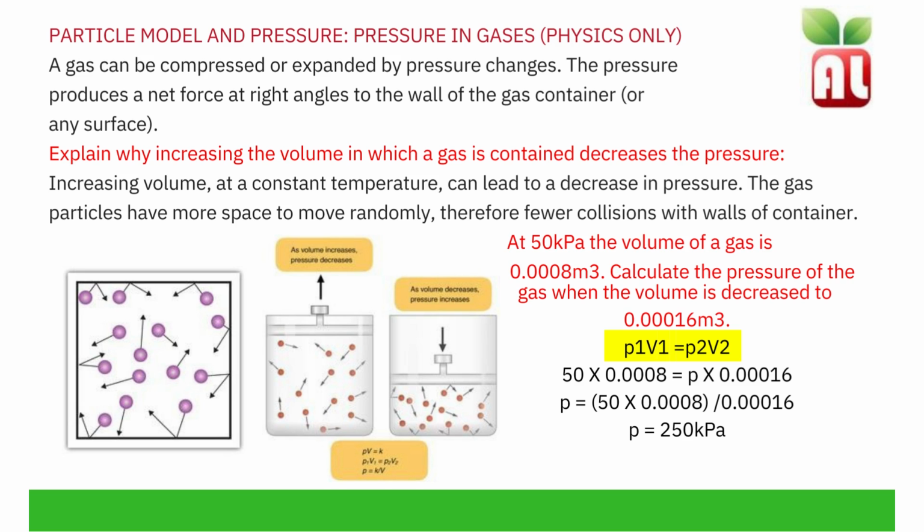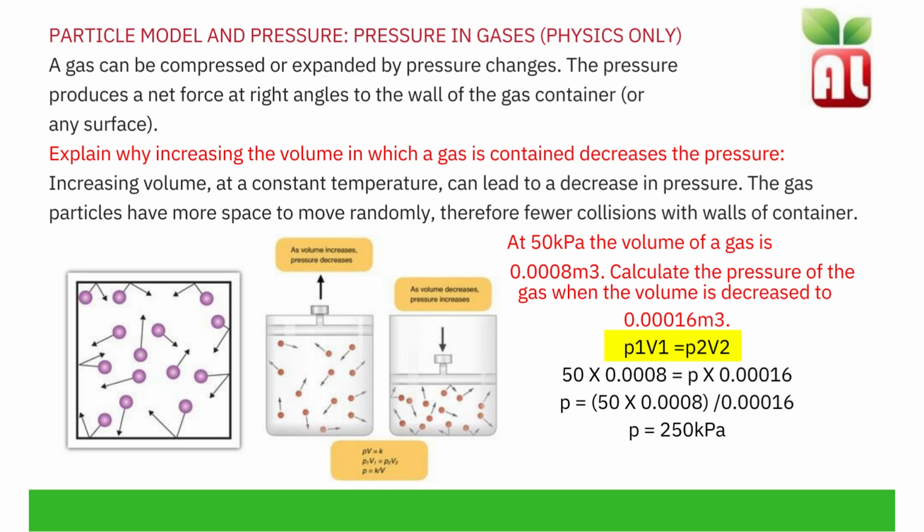The formula P1V1 equals P2V2 must be learnt for this exam. This means the original pressure multiplied by the original volume will be equal to the new pressure times the new volume. You can use this in the following example. At 50 kilopascals, the volume of a gas is 0.008 meters cubed. Calculate the pressure of the gas when the volume is decreased to 0.00016 meters cubed.